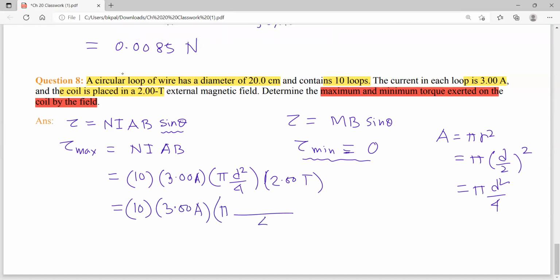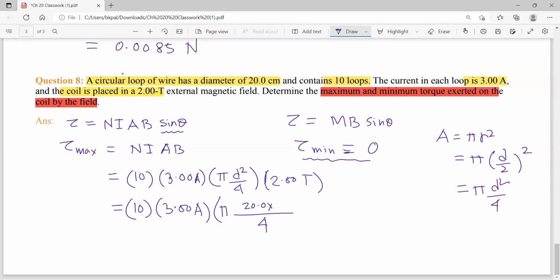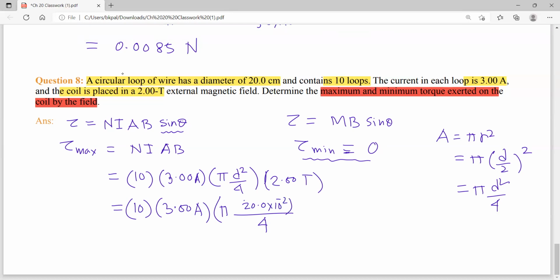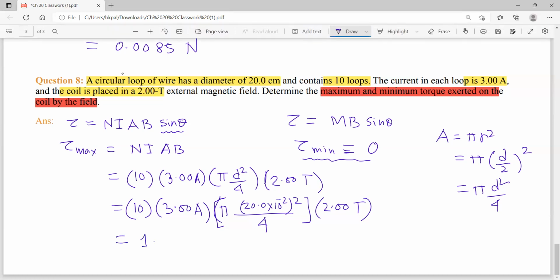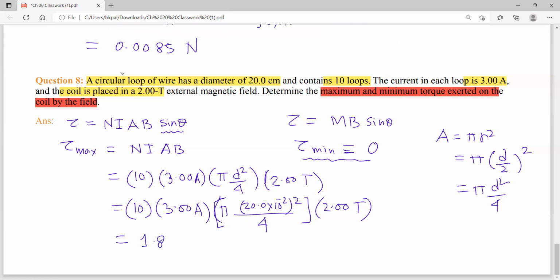So 10, 3 amp, pi over 4, this is 20 centimeters, so 20 times 10 to the power minus 2, and again squared. So make sure you do all these steps, and then plug all these values in your calculator. If you plug these values in your calculator correctly, you should get the maximum torque is equal to 1.884 Newton meter.